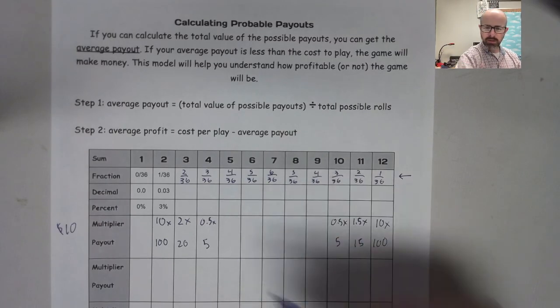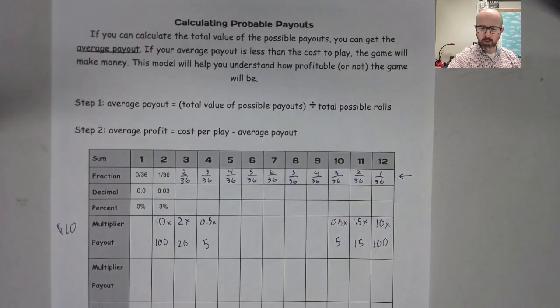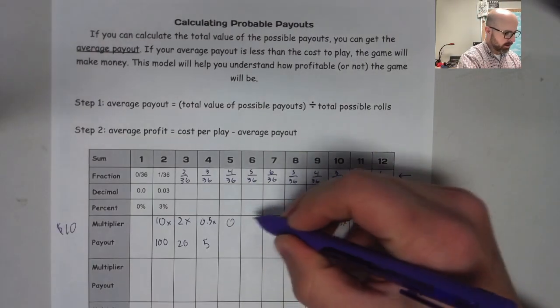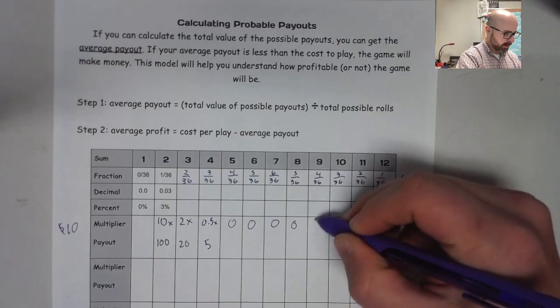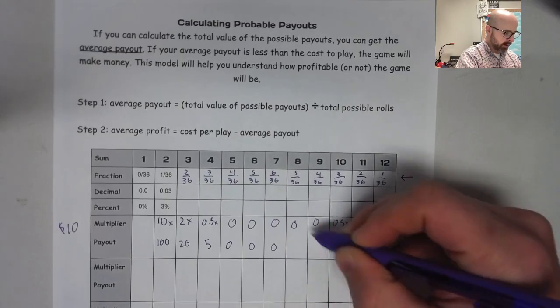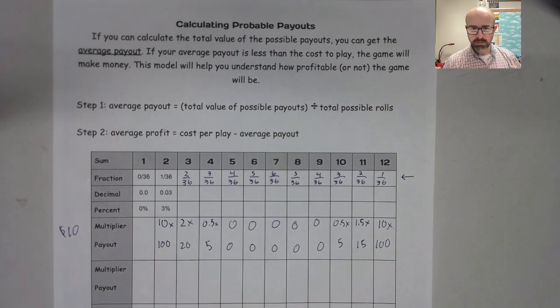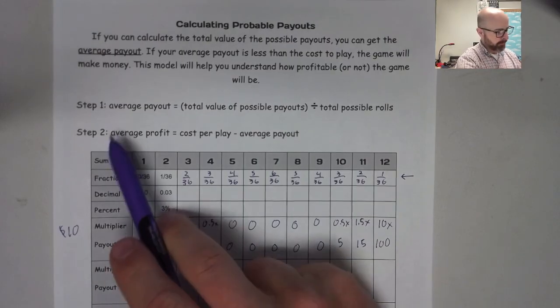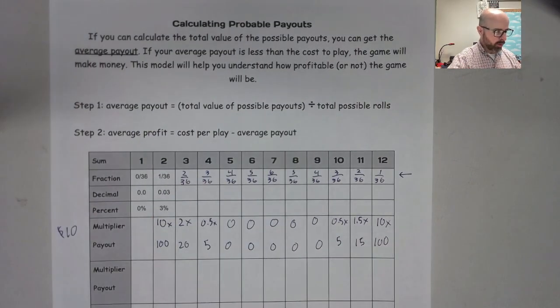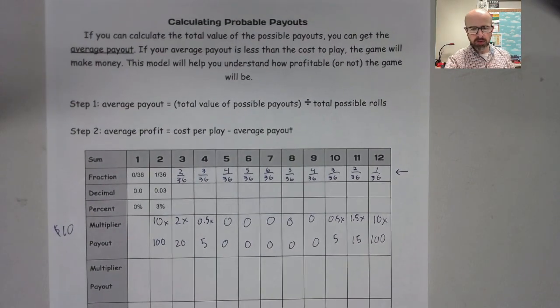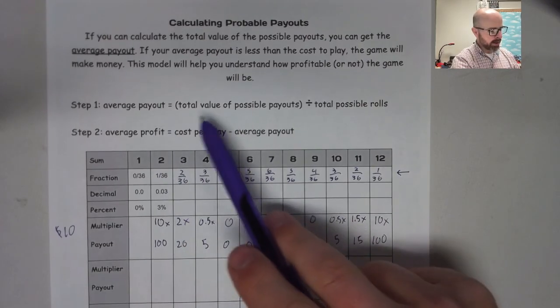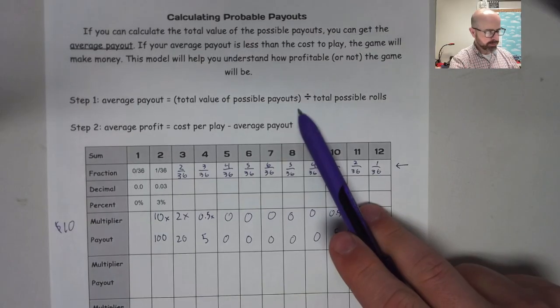The rest of these will be 0 multipliers. I'm just getting no money back. Now, this is my system. You're going to design your own system, right? And test multiple different ones and see what you want to get. All right, let's look at step 1, the average payout. What we need to find is, across many games, what are we paying out on average?